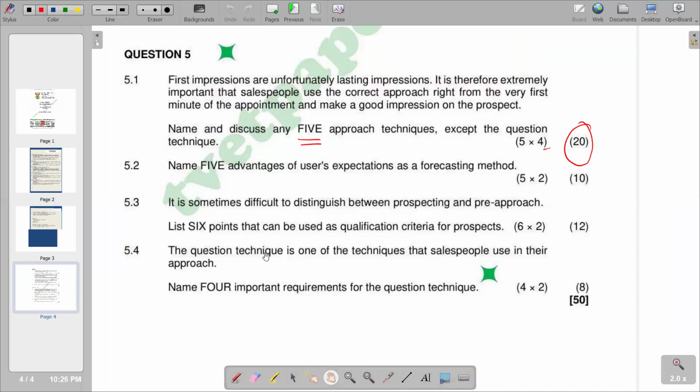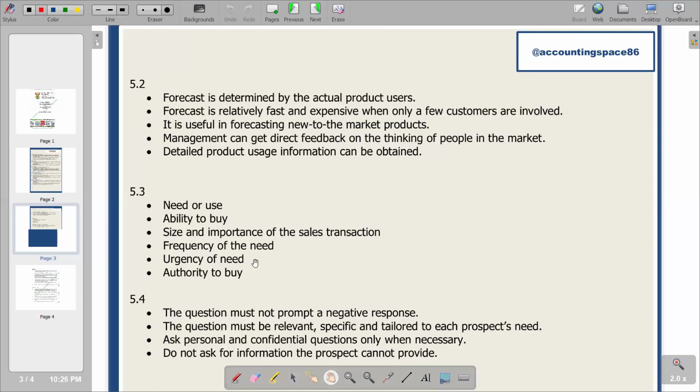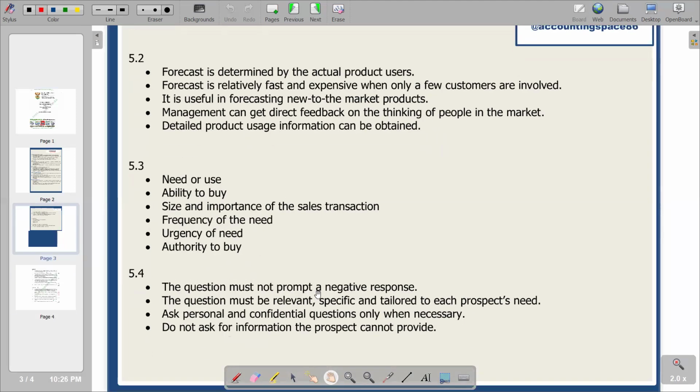The question technique is one of the techniques that salespeople use in their approach. Name 4 important requirements for the question technique. So obviously, the question has to be clear. Very important. We don't have to give unclear questions. So we have also that in our other section. The question must not prompt a negative response. So we are saying the question must not give the respondent a platform to give a negative response.